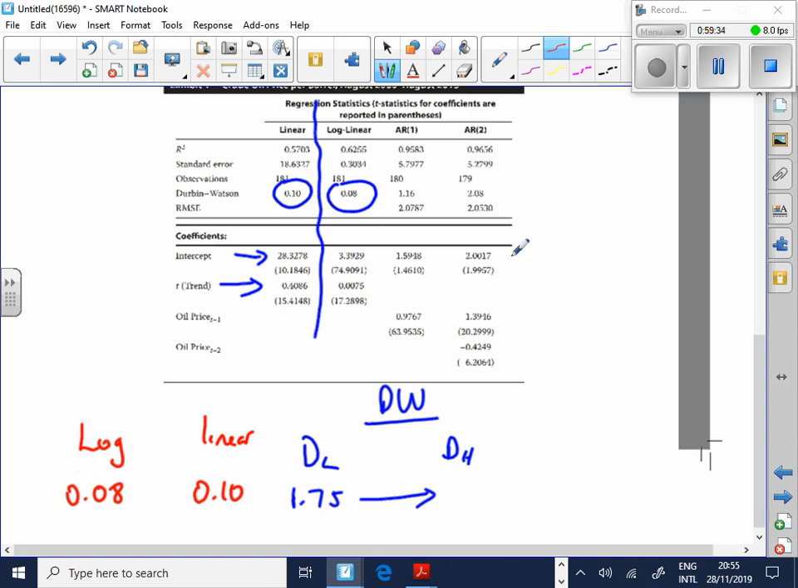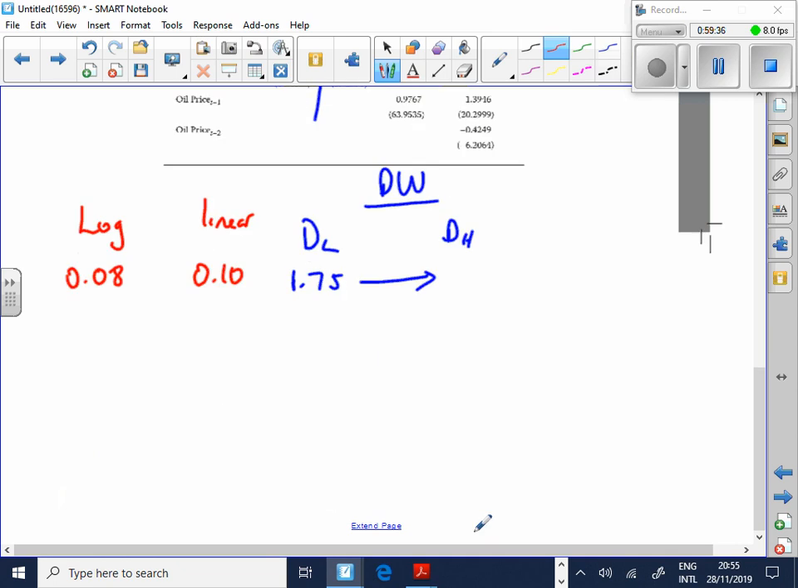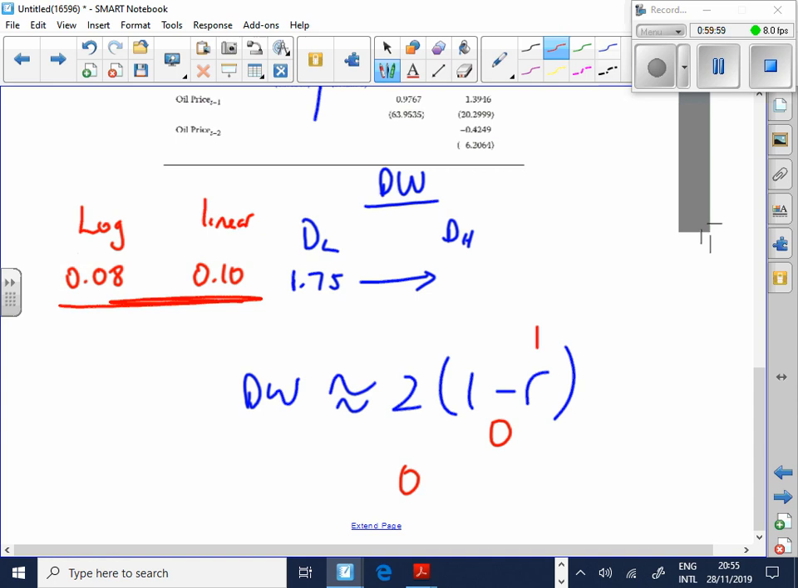Let me just prove it to you very quickly. What's my Durbin-Watson? Durbin-Watson approximates to 2 times 1 minus r, you happy? Now if it's perfectly positively correlated, r will be a 1. 1 minus 1 is 0. 2 times 0 is 0. So those are close to 0, aren't they? Both of those are close to 0. We're way off the 1.75, which would mean that what?